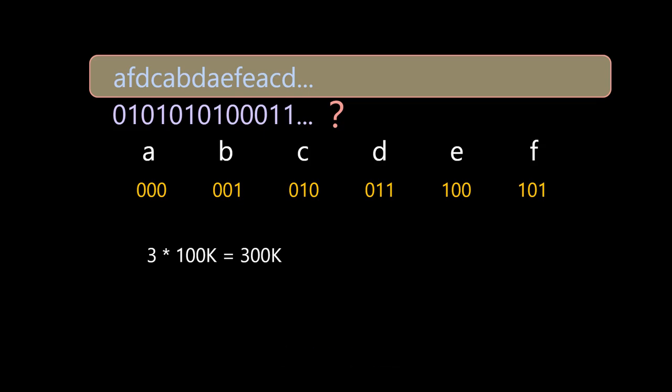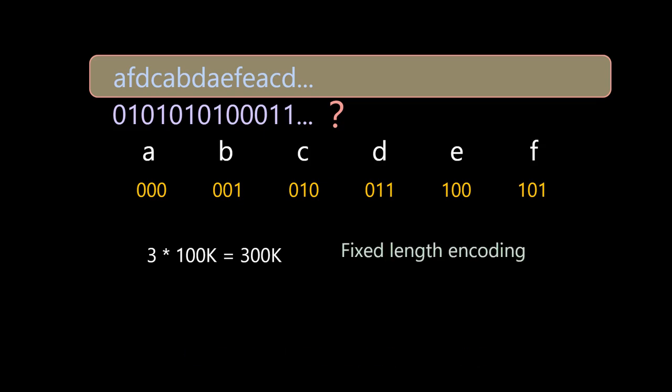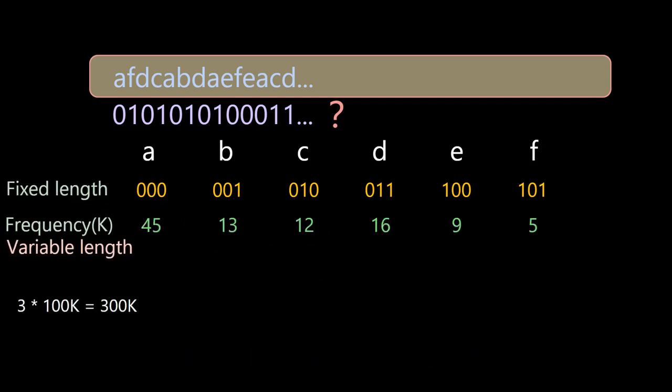The answer is yes. In fact, the encoding method just now is called fixed length encoding, that is, the code corresponding to each letter is the same length. Is this reasonable? Is there a variable length encoding? Now we count the number of occurrences of each character. We will find that A occurs the most, and F the least.